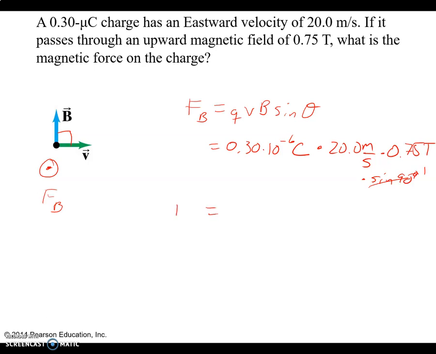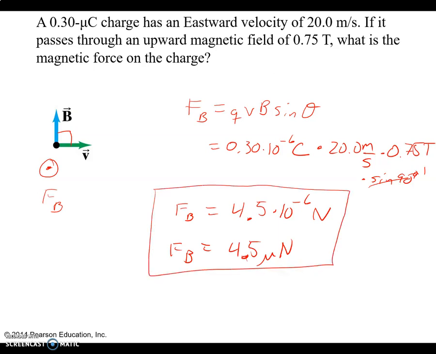All right, so plug all that into your calculator. What do we get? The charge is 0.3 times 10 to the minus 6th, times a velocity of 20, times a magnetic field of 0.75. That means I have a force of 4.5 times 10 to the minus 6th newtons, or 4.5 micronewtons.